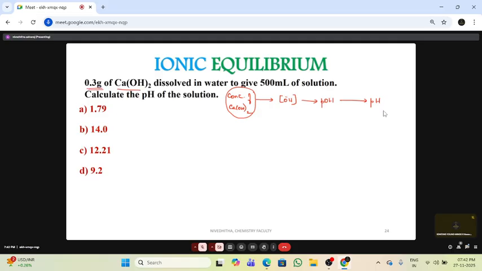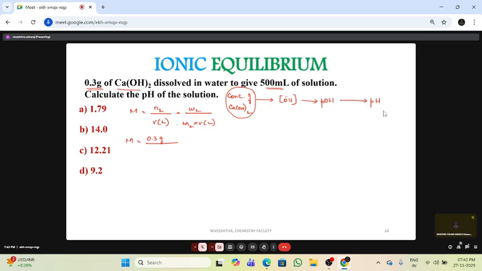Here, the given data is the weight of calcium hydroxide and the volume of the solution. So basically, what is the formula to calculate concentration? Molarity is equal to number of moles of solute divided by volume of the solution in liters. And we can expand this, right? The number of moles can be written as weight by molecular weight. That's it. So we have to calculate molarity. What is the weight of solute? It is given as 0.3 grams. Very good.